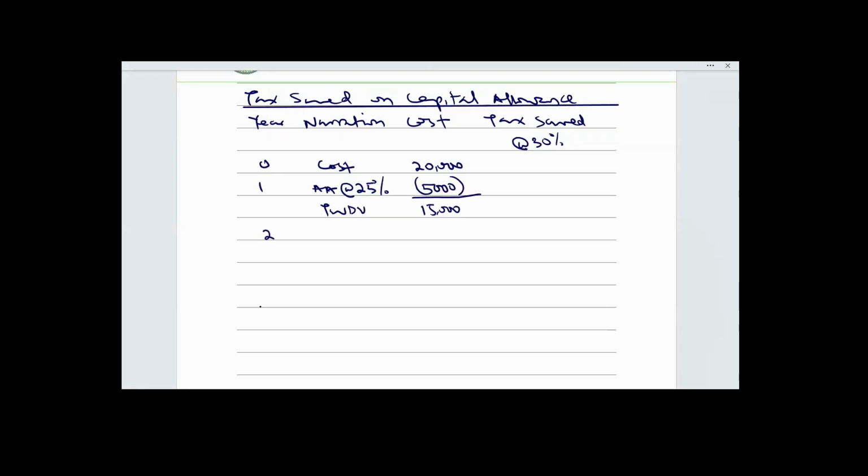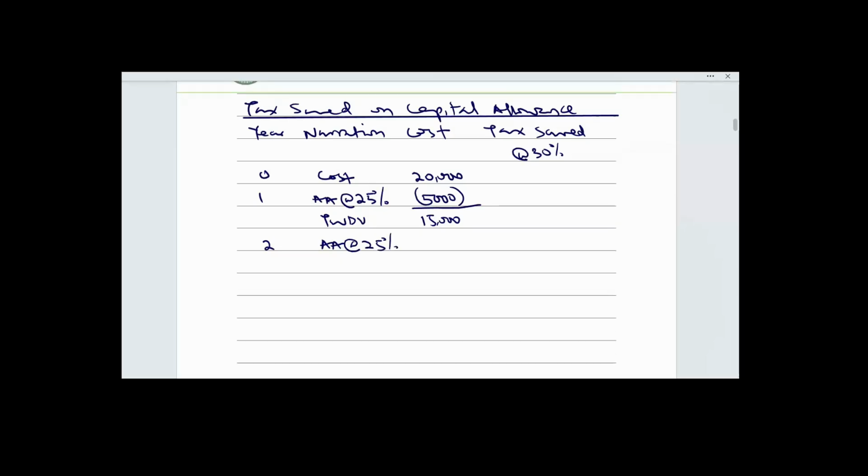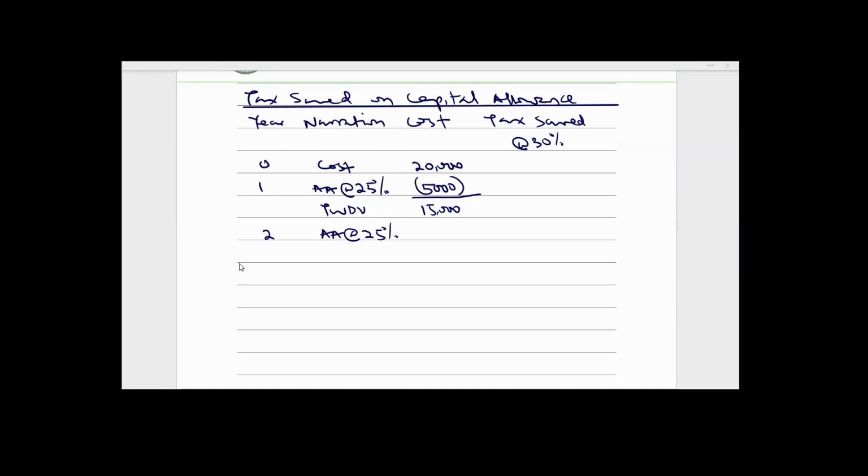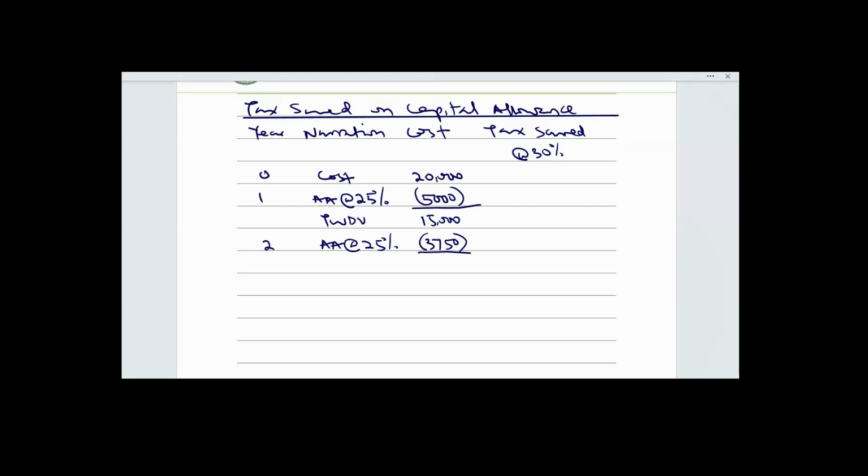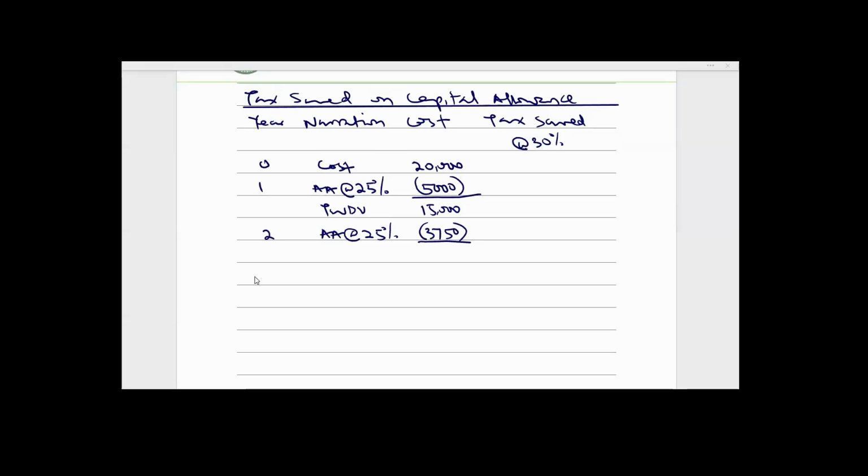Moving to year 2, annual allowance at 25% of the written down value. So 15,000 multiplied by 0.25, 3,750. 3,750 minus 15,000, that will give you 11,250. So written down value at the end of year 2.